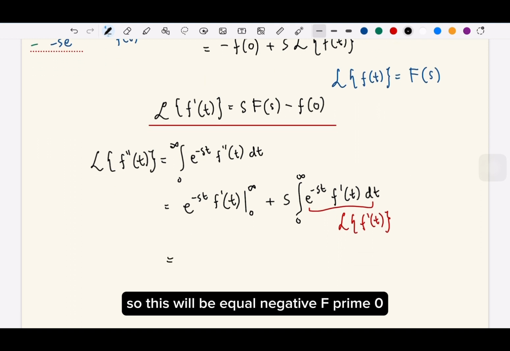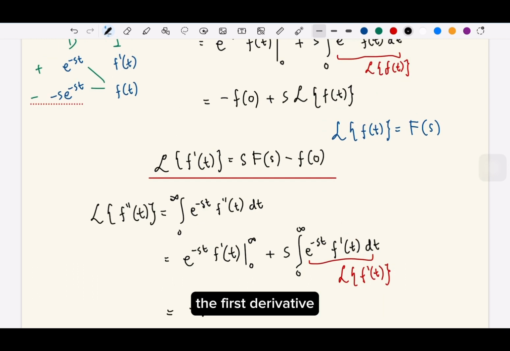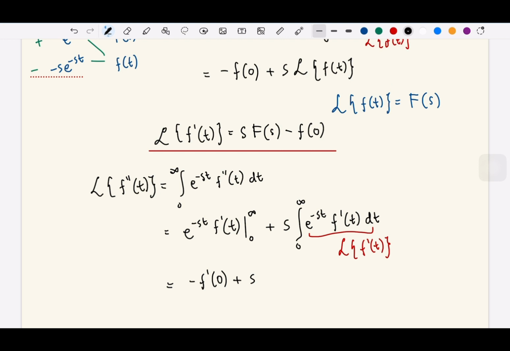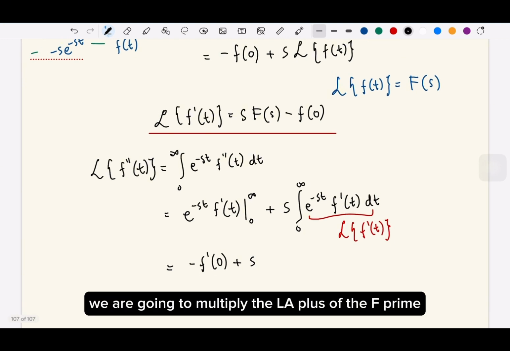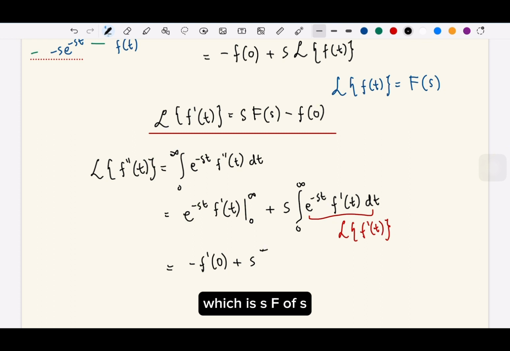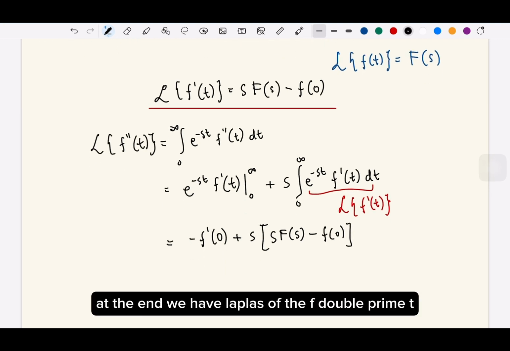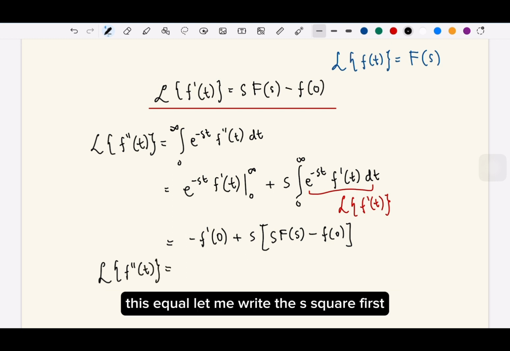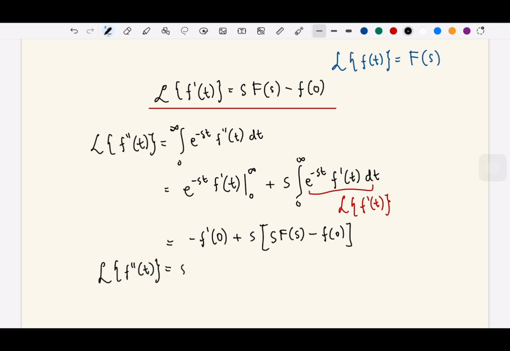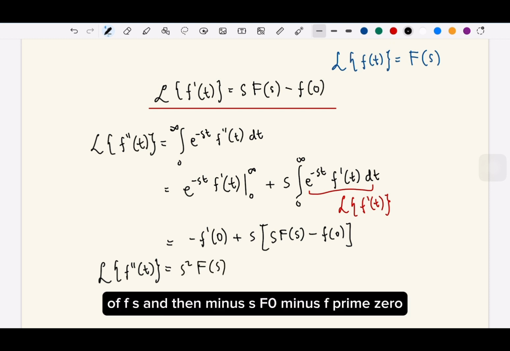So this whole thing here is Laplace of f prime t, and we can use the previous result. This will be equal to negative f prime 0, the same thing as in the first derivative, and then plus s multiplied with the Laplace of the f prime, which is s F of s minus f 0. At the end, we have the Laplace of the f double prime t equal to s squared F of s, minus s f 0, minus f prime 0.